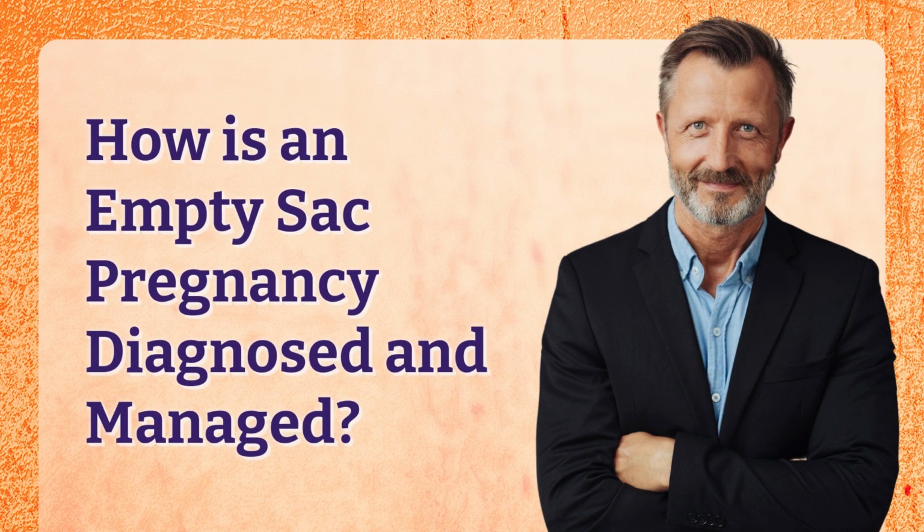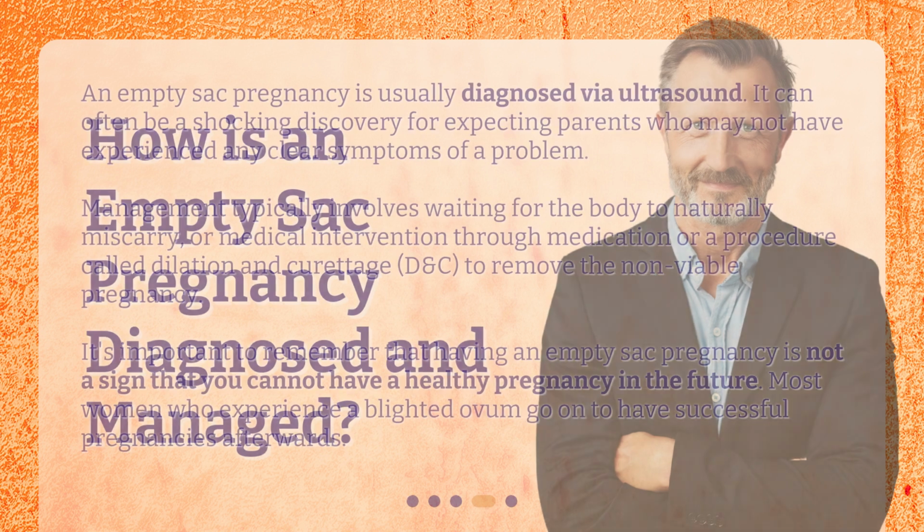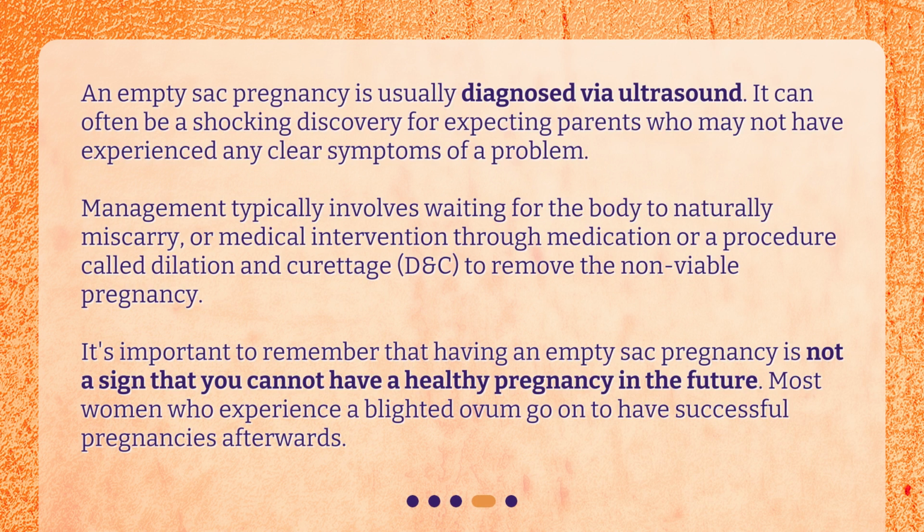How is an empty sac pregnancy diagnosed and managed? An empty sac pregnancy is usually diagnosed via ultrasound. It can often be a shocking discovery for expecting parents who may not have experienced any clear symptoms of a problem. Management typically involves waiting for the body to naturally miscarry, or medical intervention through medication or a procedure called dilation and curettage, D&C, to remove the non-viable pregnancy. It's important to remember that having an empty sac pregnancy is not a sign that you cannot have a healthy pregnancy in the future. Most women who experience a blighted ovum go on to have successful pregnancies afterwards.